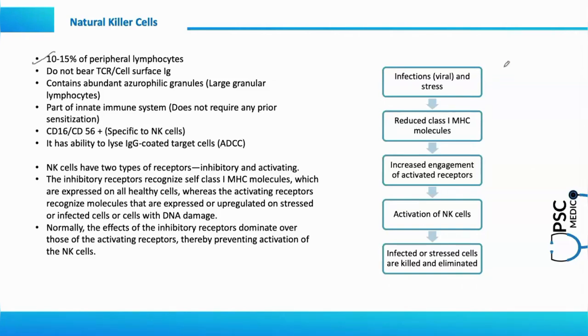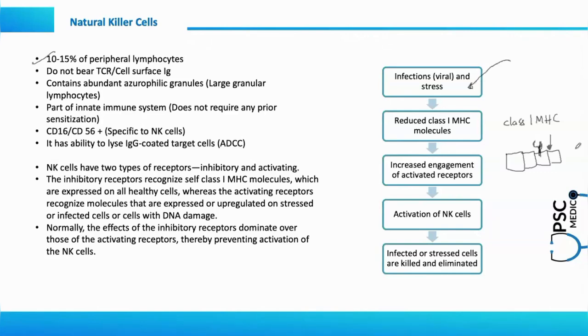So what do they do? Whenever there is an infection, be it viral or any stress related infection, in stress, what happens? There is reduction of class 1 MHC molecules. As I already told you, all the living cells have class 1 MHC molecule on their cell surfaces. In conditions like viral infections and in stressful conditions, the class 1 MHC molecule content or expression decreases on the living cells. It decreases on the living cells.